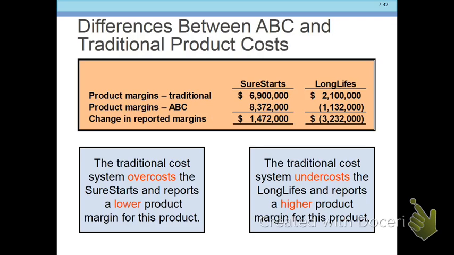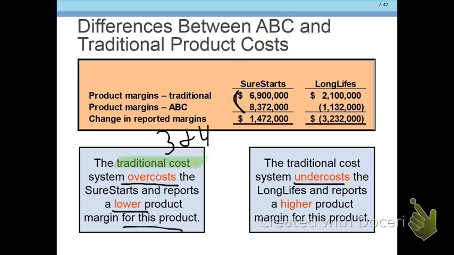So notice what happens. In this particular case, and what we've found is this happens a lot, this is not just making up numbers to work. The traditional cost system, i.e. chapters, what we were doing back in 3 and 4, overcosts the short runs and reports a lower product margin for this product.